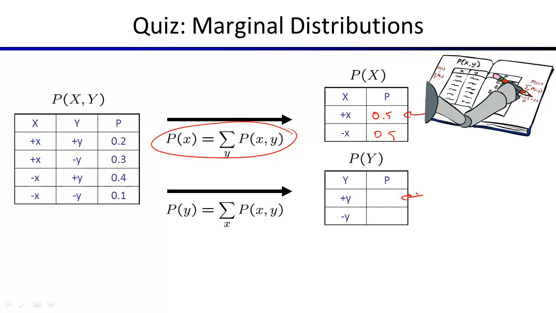Plus y is over here, which gives us 0.6, and then we know the last entry in the table will be 0.4. Make sure you're happy with the notation in the middle row here, in the middle column.